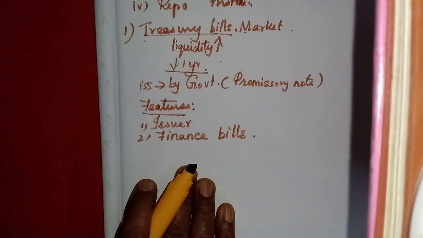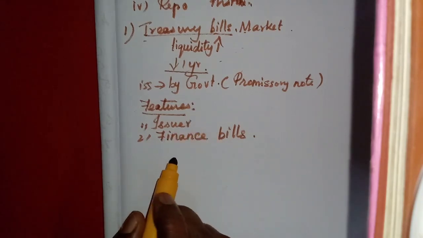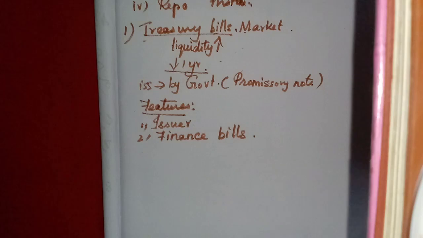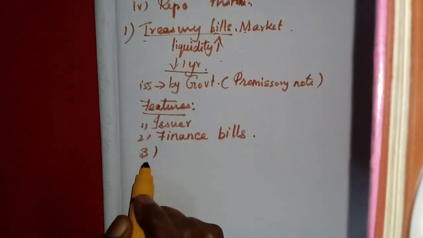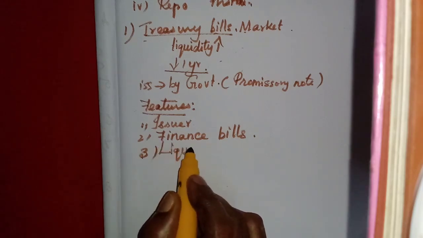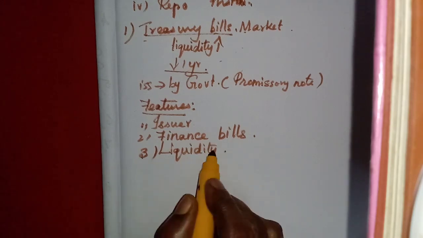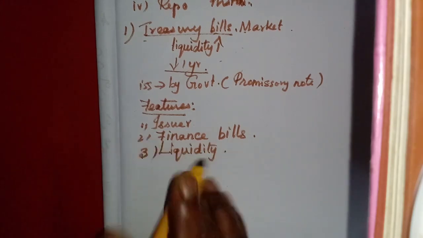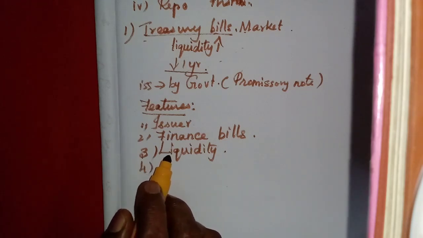Because these bills can raise finance through the issue of treasury bills, that's why they are called finance bills. The liquidity, we have already studied, is a high degree of liquidity. We can convert these instruments into cash within a short period of time, at the demand we can convert them.